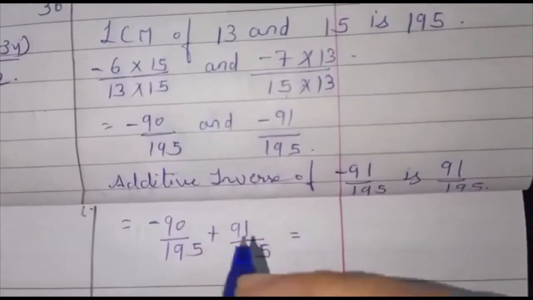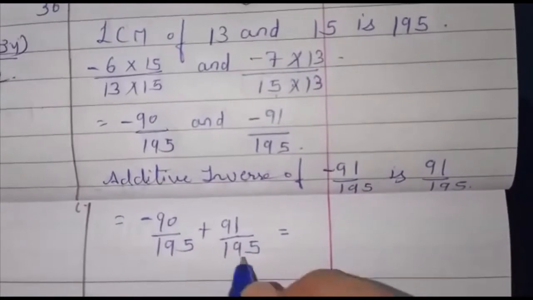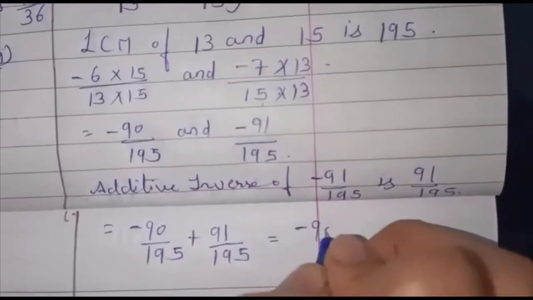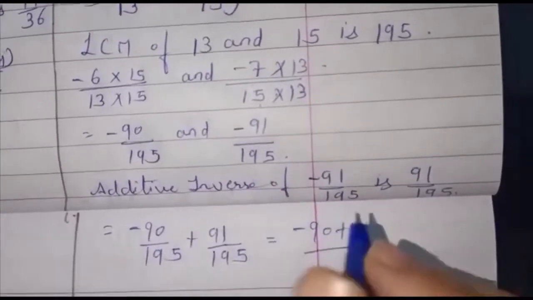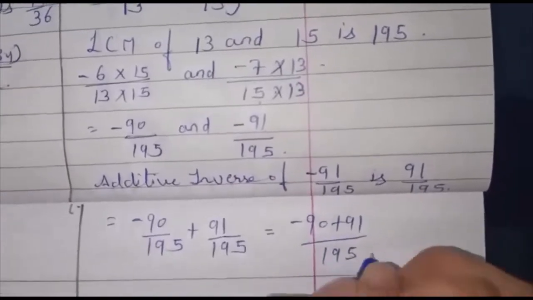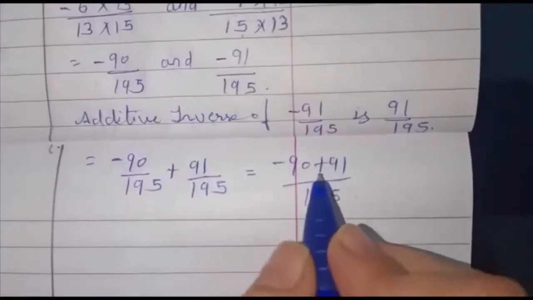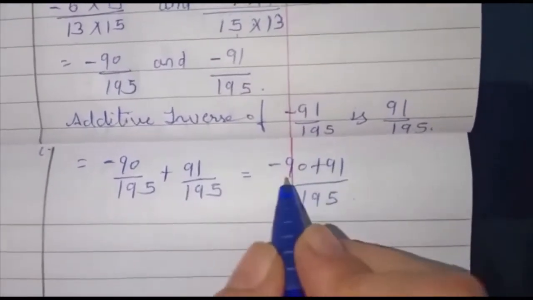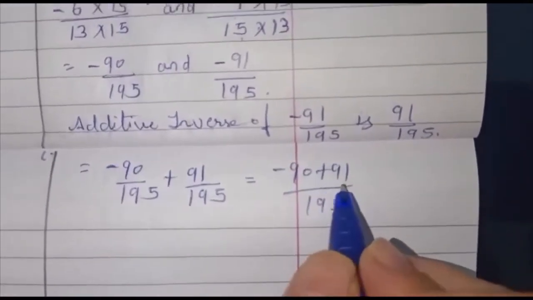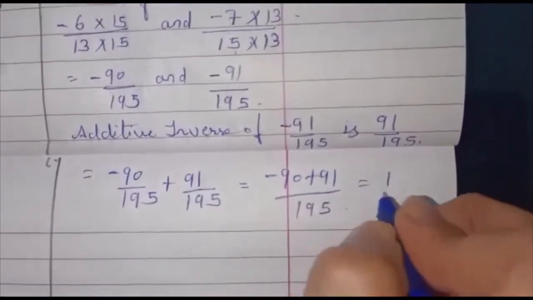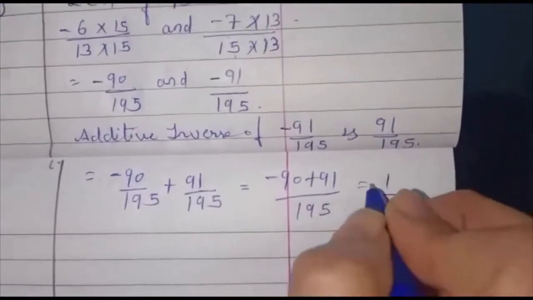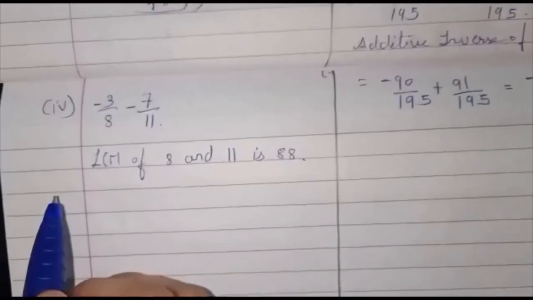So here denominators are same. So now easily minus 90 plus 91 upon 195. Now plus minus minus, and so 90 we will subtract from 91. So what is remaining? 1. Greater number sign will also come. So 1 upon 195 is the answer.